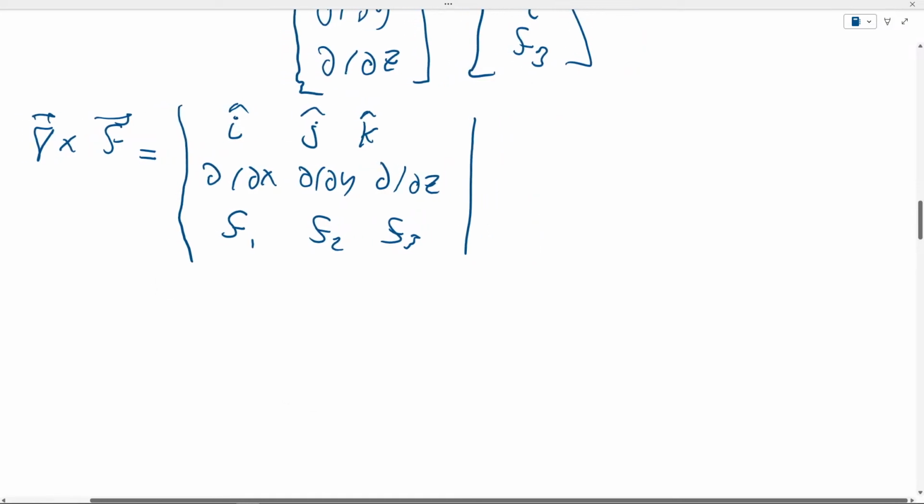Now, to solve this determinant, we expect to get a vector, so we expect to get something in i, j, k. We first solve for i. So here is how you solve for i.